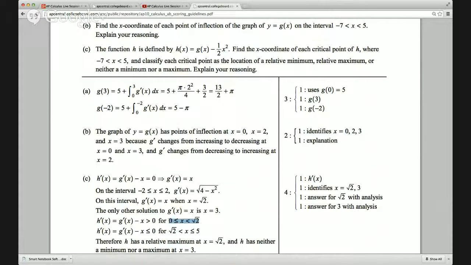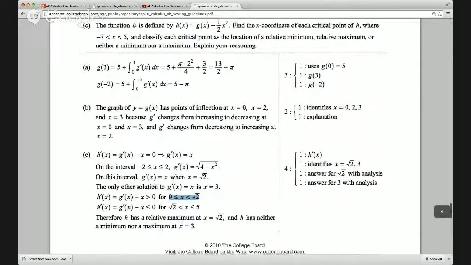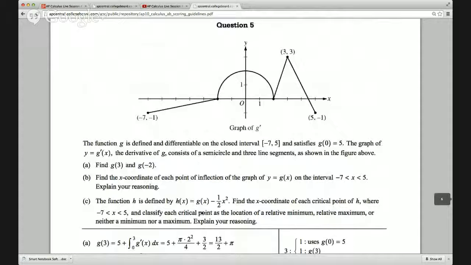So between 0, which really this should be from -7, because that's our endpoint, right? I'm not 100% sure why that's not there. I'm not sure why we don't have a -7 here, because we wanted to know on the interval from -7 to 5. But it is greater than 0 for this interval up until the square root of 2, and then from square root of 2 to 5, pick a point.